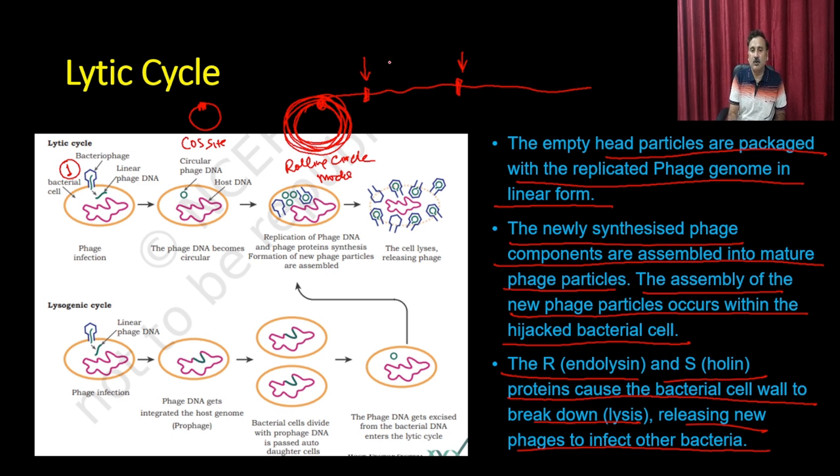So, once the packaging of this genome is done, because by the time the genome is replicating, it is also going to synthesize the head and the tail, and then this genome is going to be packed into the head and tail, and that is how it is responsible for generation of virion particles. And then once these particles are present, there will be a synthesis of the R and S proteins, and that will cause the lysis of the bacterial cell, and that is how these virus particles are released to infect the new bacteria.